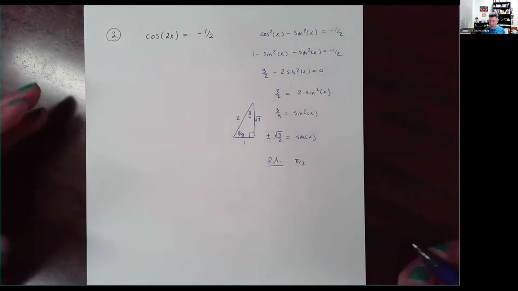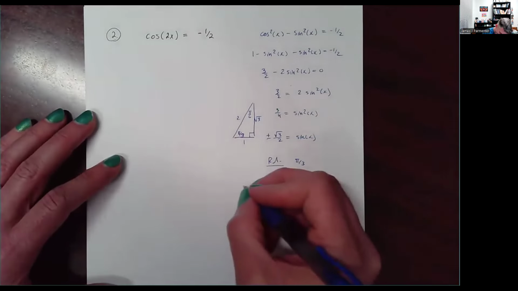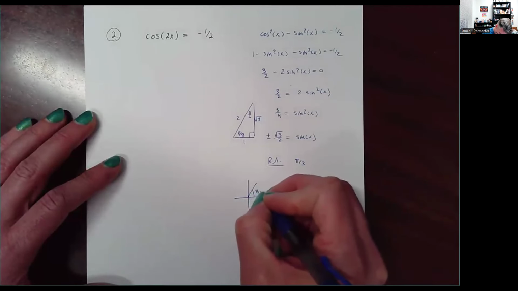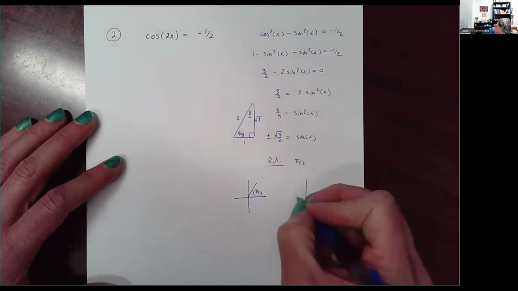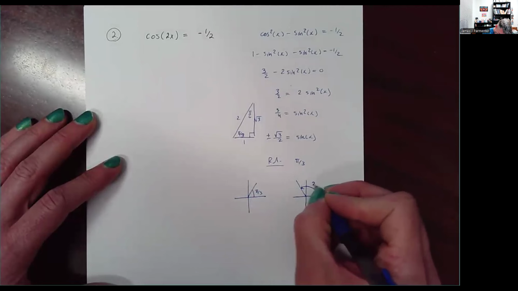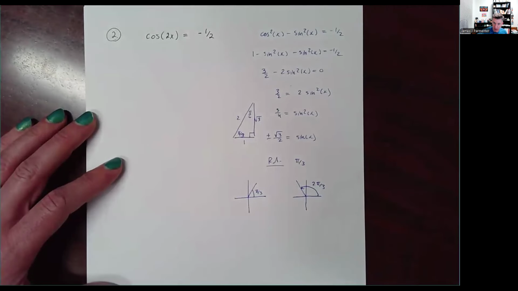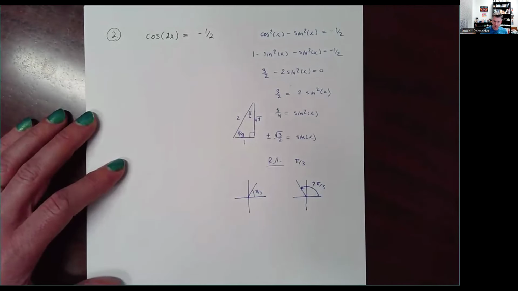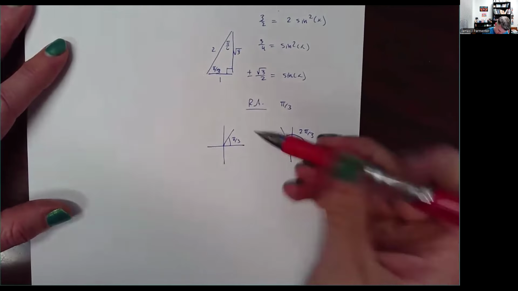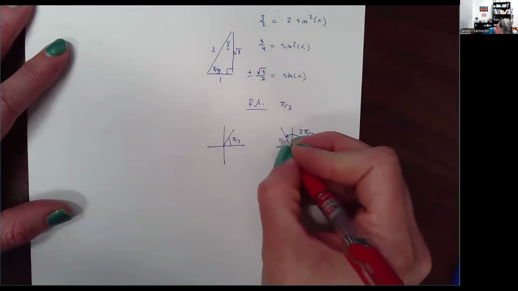And then we want to answer in each of the 4 quadrants. So we want in quadrant 1, pi over 3. In quadrant 2, we want 2 pi over 3. So that's the reference angle. The reference angle is pi over 3.